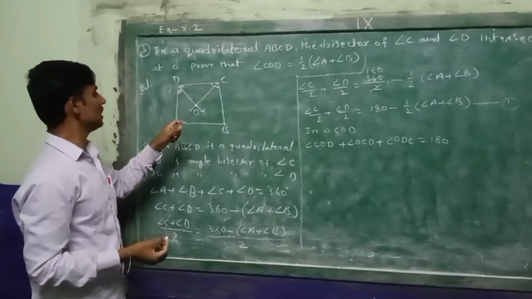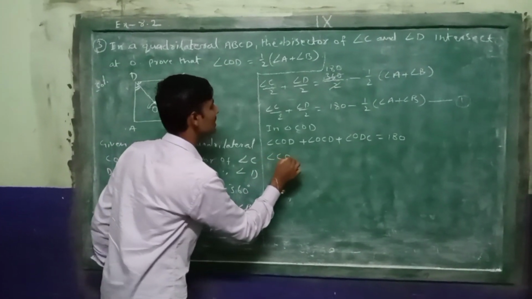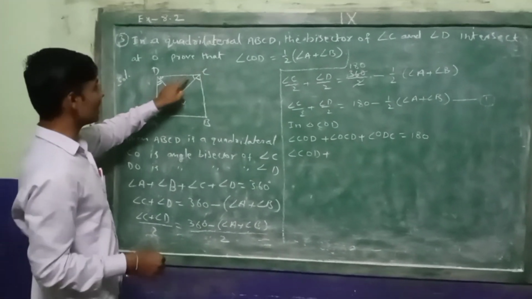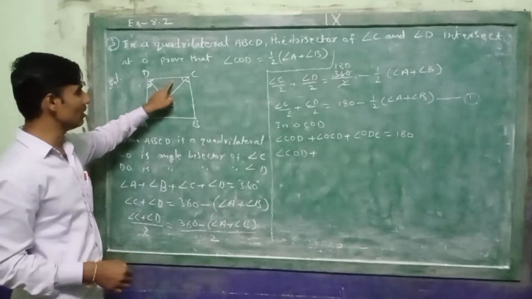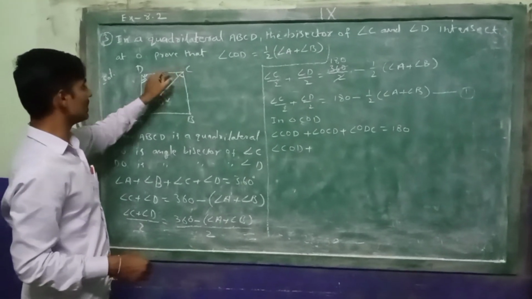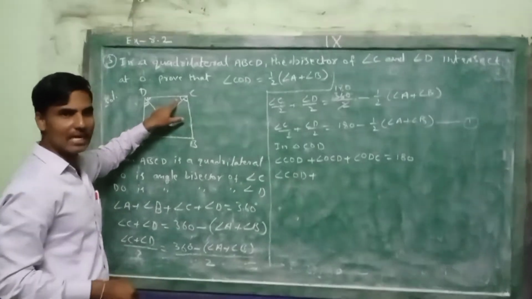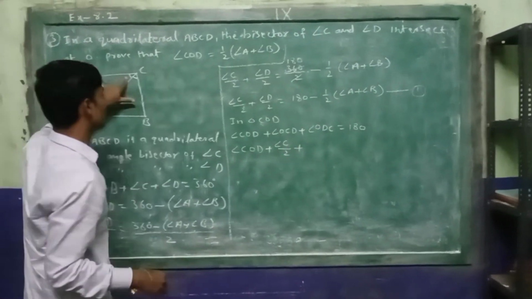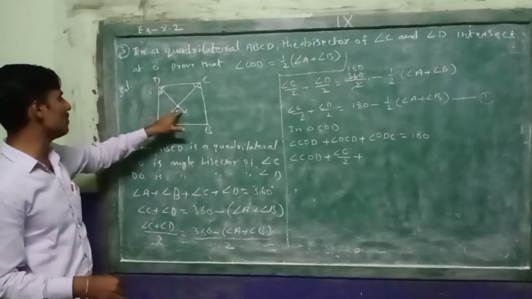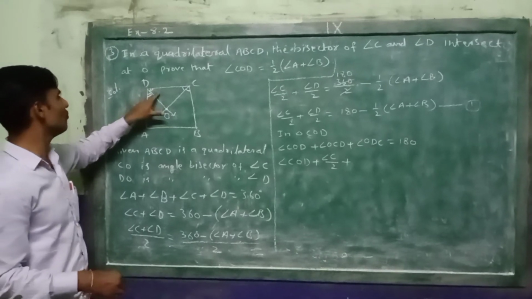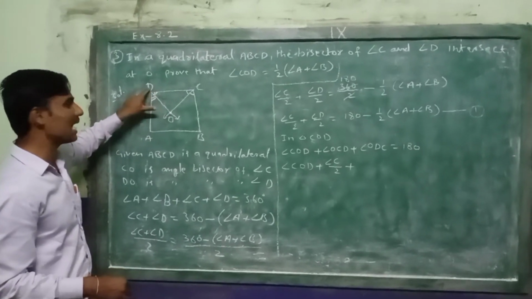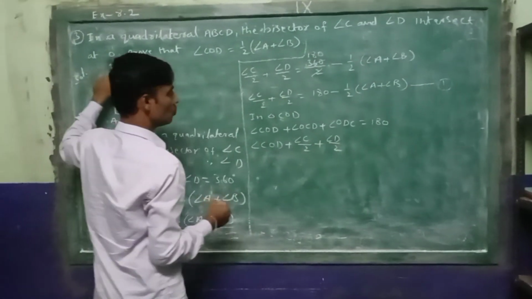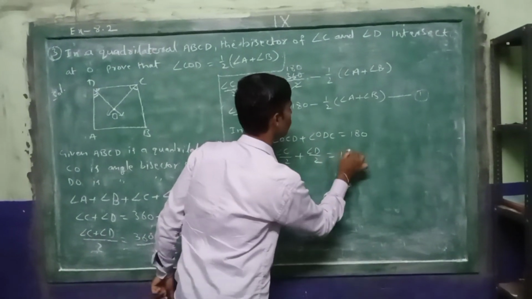Now see here, this angle COD, you write it as angle COD plus angle OCD. OCD means what here? These are both equal parts only, na. OCD means angle C by 2. Next, this is the angle bisector; it divided into two equal parts. We can write this part as angle D by 2, equal to 180.